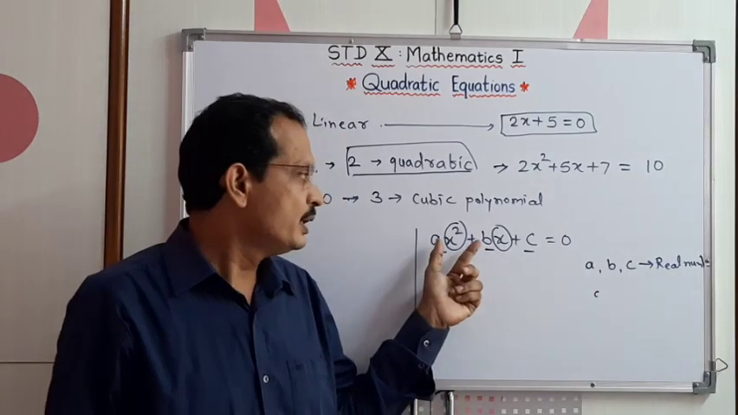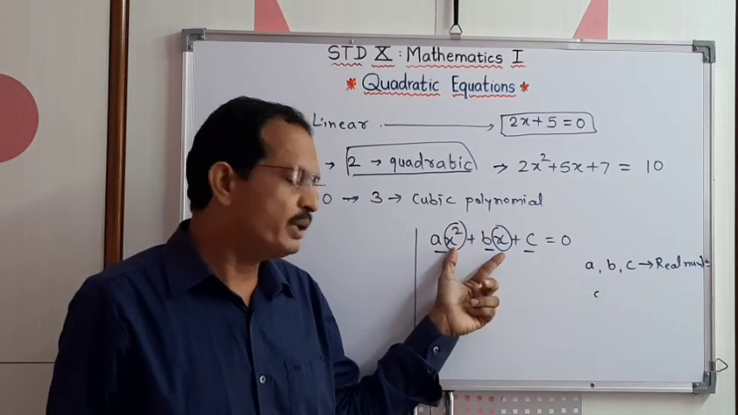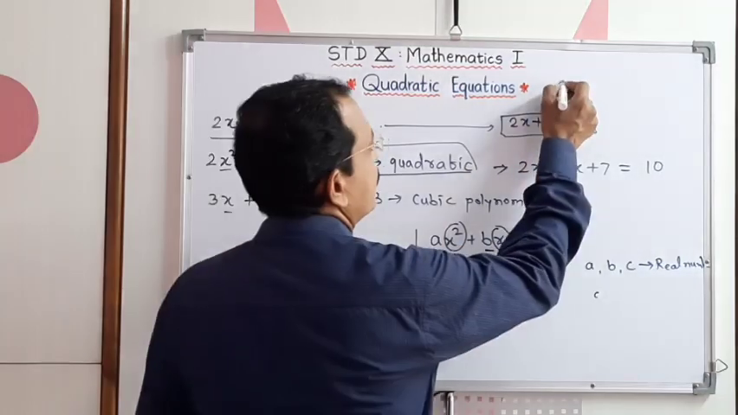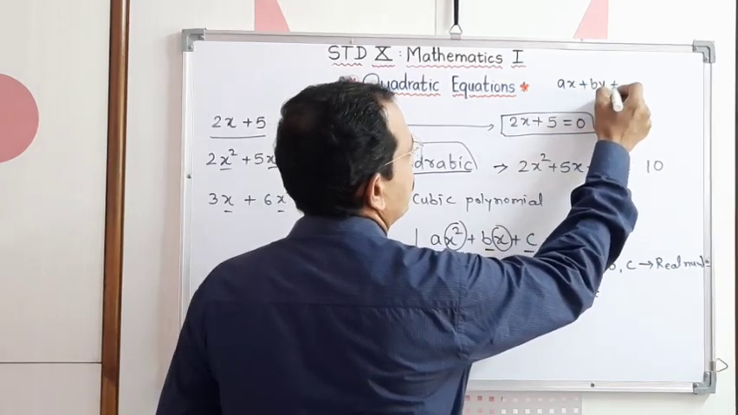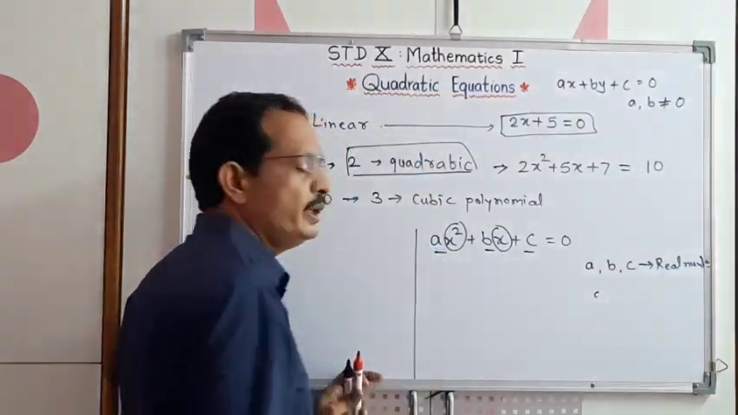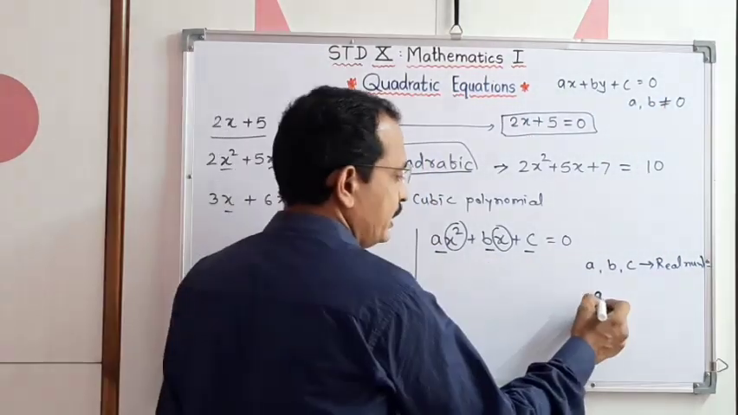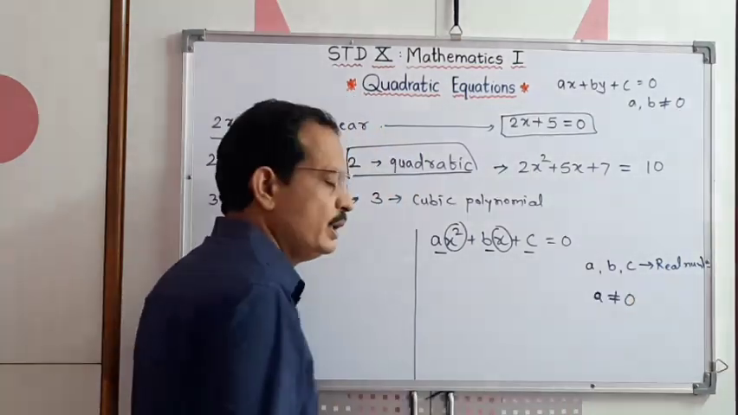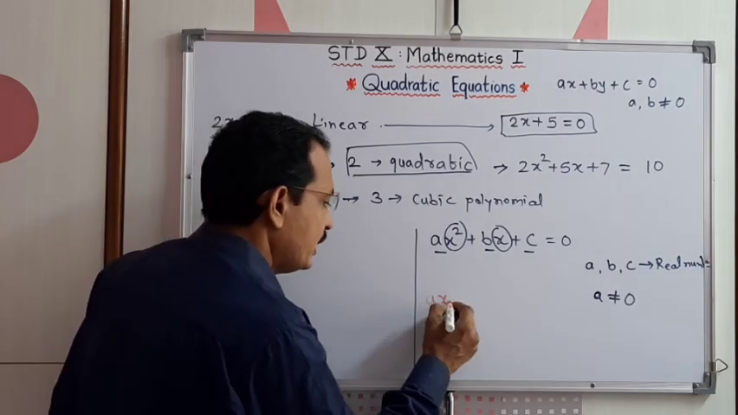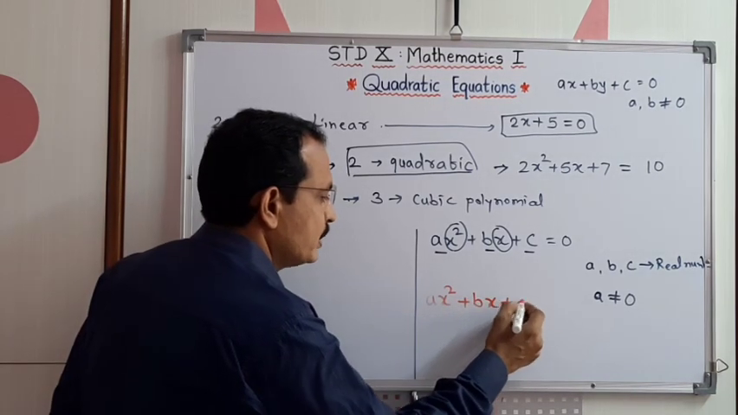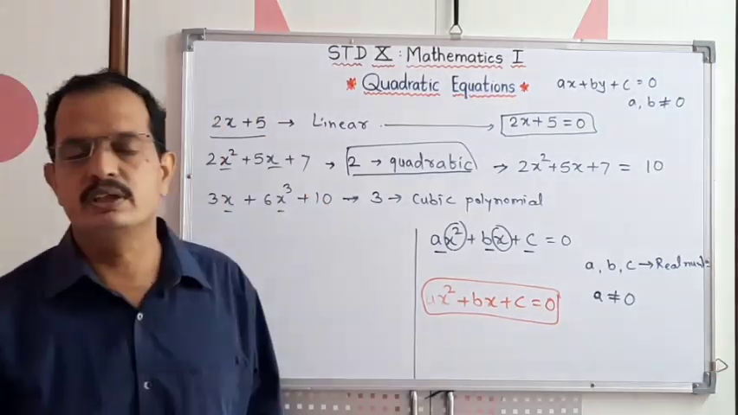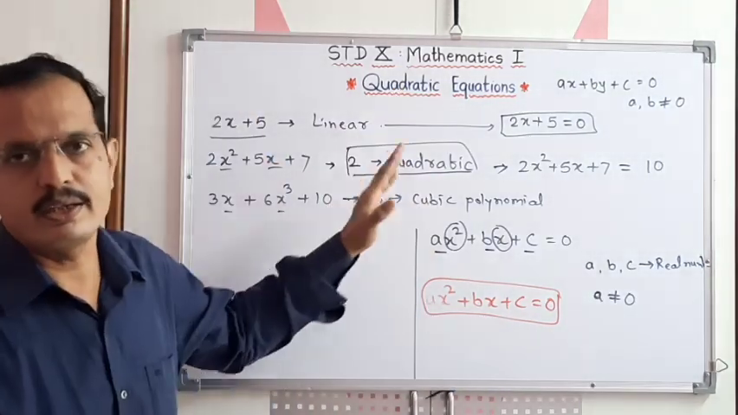Second, the maximum index of the variable is 2. And as we see in a linear equation ax plus by plus c equal to 0, a and b are not equal to 0. In this case also, a is not equal to 0. Then any equation which is written in the form ax square plus bx plus c equal to 0 is called a quadratic equation.